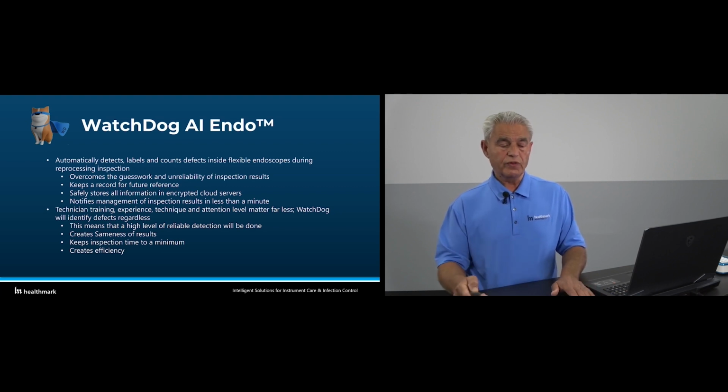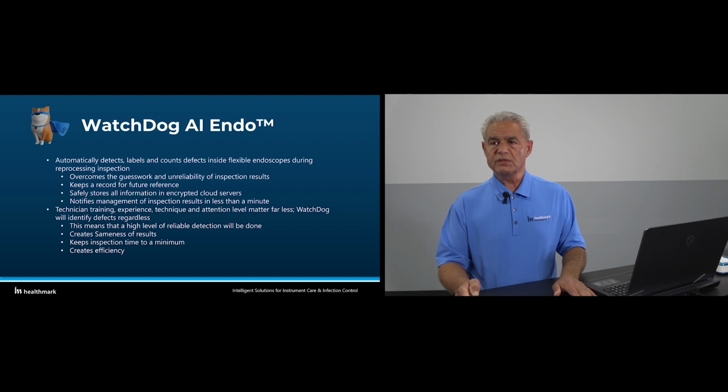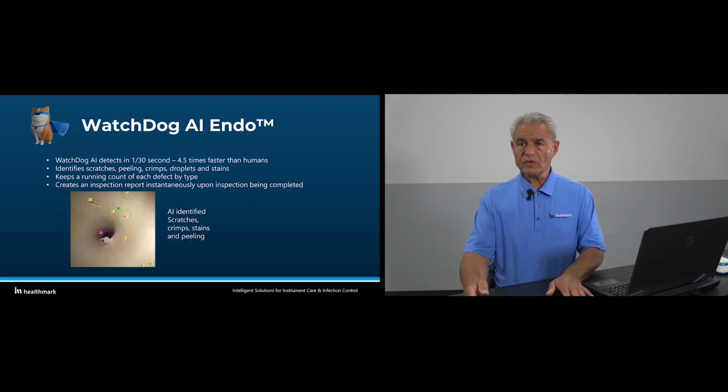It notifies the manager or whoever you want to look at it, and makes sure that the decision-making is not on the frontline technician. It's easy to train the technicians, and obviously it means a higher level of reliability. Once you have that system, it's consistent no matter who does the inspection, and it keeps the inspection time to a minimum. In 1 to 3 minutes, you can inspect the scope and obviously create efficiency.